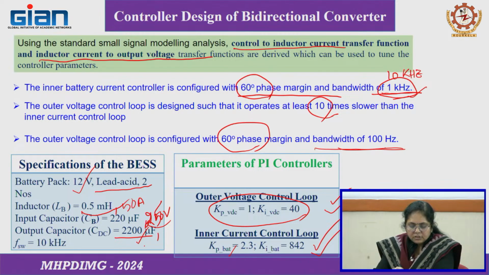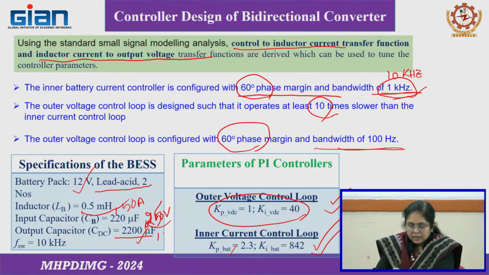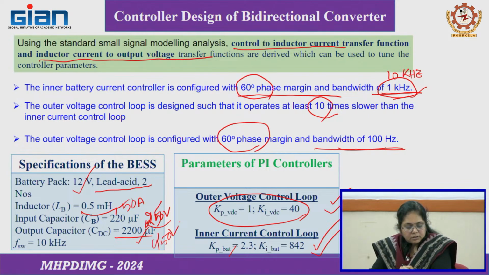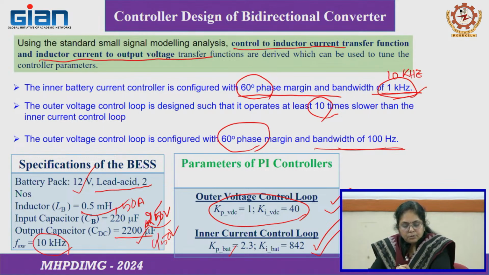So, we have chosen the standard output capacitance that is available in the market, that is 2200 microfarad, and the same 250 volt also. If it is not available, then you can go for the 450 volt capacitor also. The switching frequency again is 10 kilohertz. So, we have to use a switching pulse of 10 kilohertz frequency. So, all these values will be used to do the simulation.